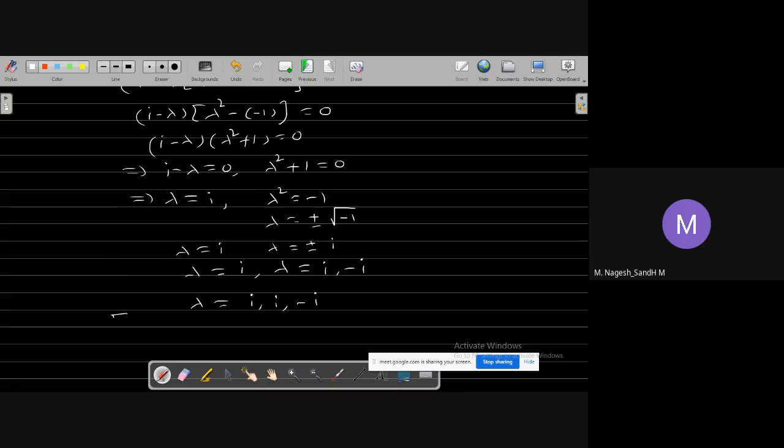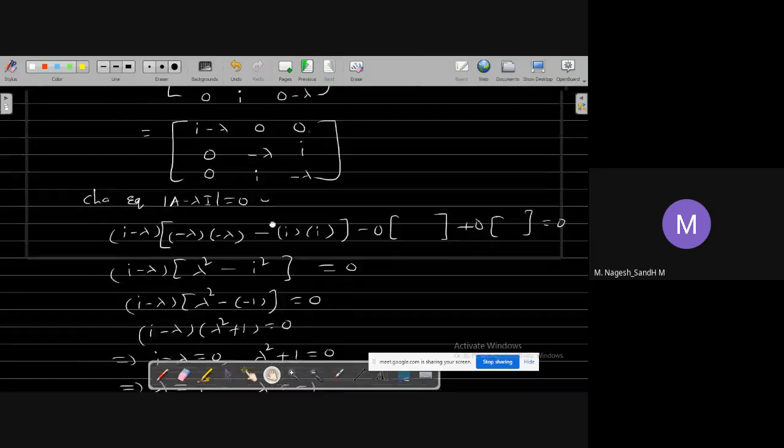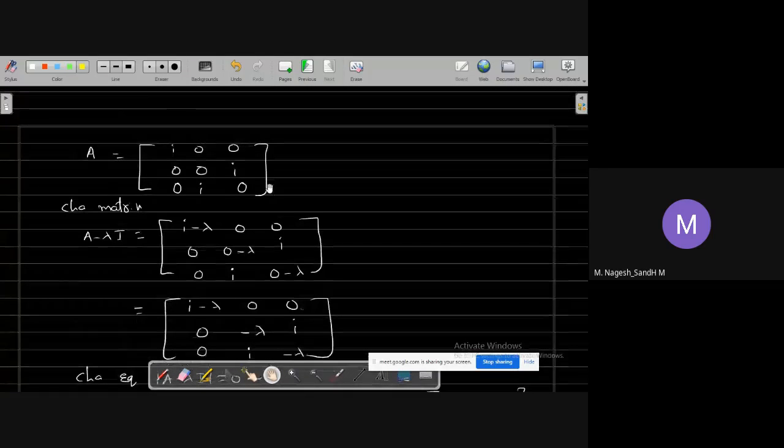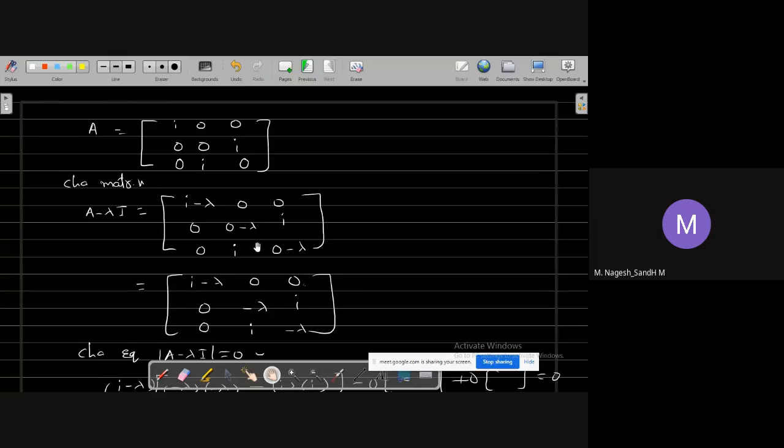Therefore, eigenvalues are i, minus i. Do you have any doubt here? No, sir. So this is finding eigenvalues: i, minus i. It is a 3 cross 3 order matrix.